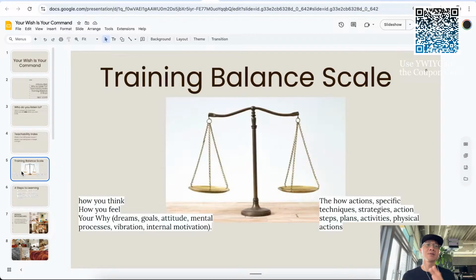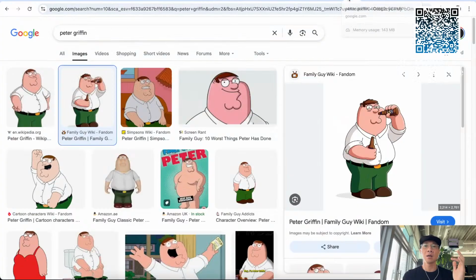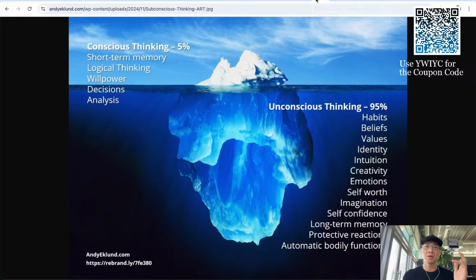Next, the training balance skill has a lot to do with how you think and how you feel. Napoleon Hill, he wrote the book, Think and Grow Rich. He didn't tell you, you need to know all the action steps, then grow rich. You need to know the specific techniques and grow rich. He told you to think and grow rich, but this is not just coming from your conscious mind. It comes in from much deeper. It comes from your unconscious thinking, the subconscious mind.